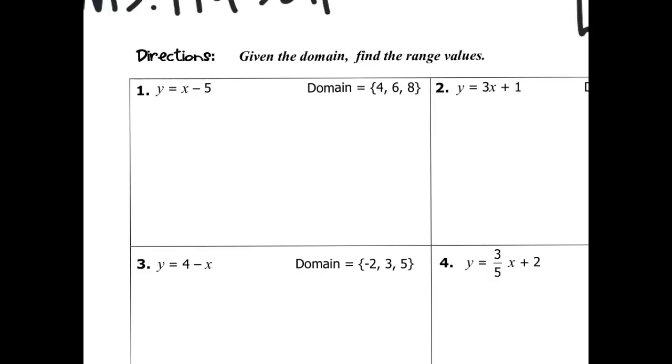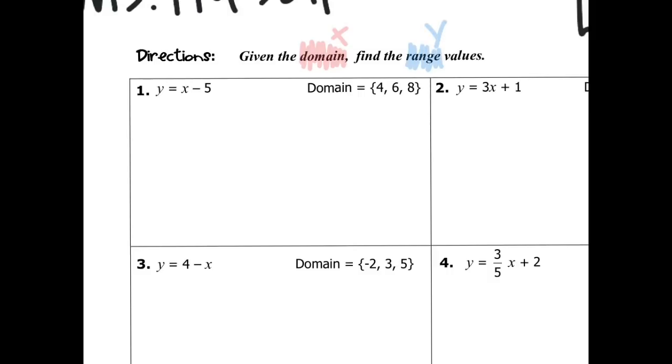We're going to start by reading the directions and seeing if we can figure out what we're supposed to do. The directions say, given the domain, find the range values. So what I recognize right away is there are two words here that I know really well. Domain, which are my x values, and range, which are my y values.